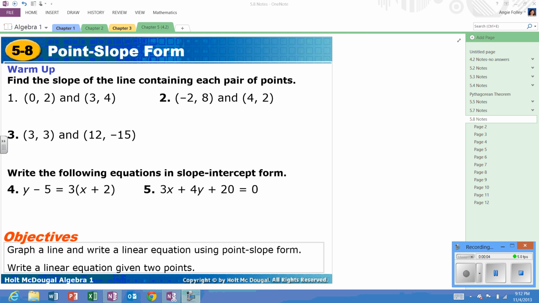Okay, so this is lesson 5.8 for Algebra 1. Last lesson, guys, we looked at the slope-intercept form of an equation, and today we're going to talk about the point-slope form of an equation. I know they sound very similar, but they actually are different. But let's start by doing our review, or our warm-up first.